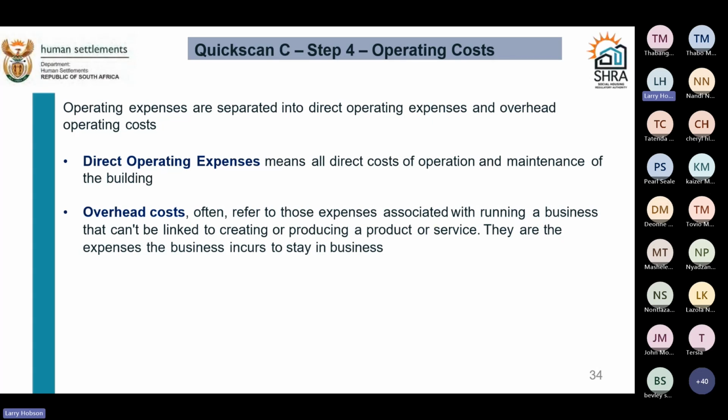The overhead costs are those associated with running the business that can't be linked to creating or producing this product or this service or that development. So they might be general, but if you've had to employ somebody extra to look after rent collections at the head office, you would add that in as an attributable overhead when you're doing the Quick Scan C, because that person's position wouldn't exist if it wasn't for this project being added.